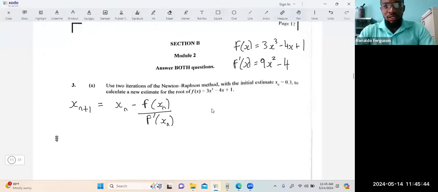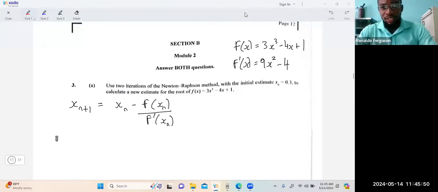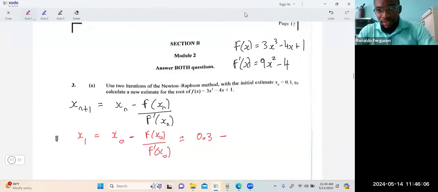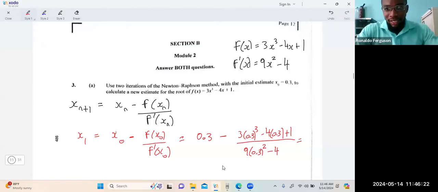So if we want to use two iterations, we can plug x0 in now to get x1. So x1 is going to be x0 minus f of x0 over f prime of x0, which is equal to 0.3, they said use, minus f of x0, which is 3 times 0.3 cubed minus 4 times 0.3 plus 1, over its derivative, 9 times 0.3 squared minus 4. Plug that in the calculator.